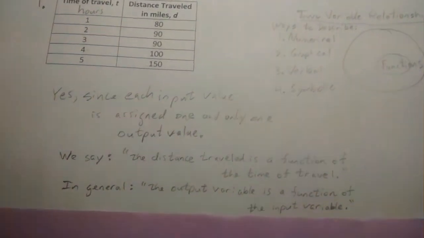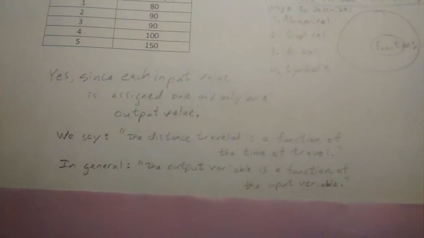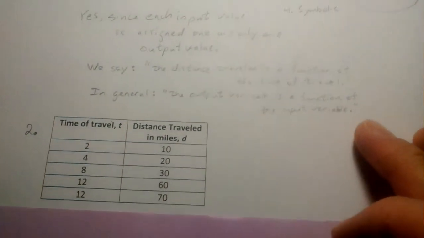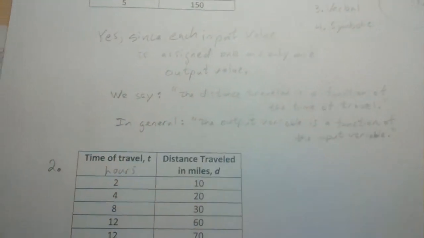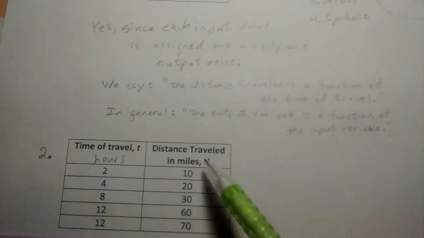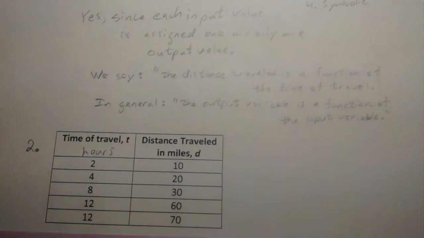All right, let's look at number 2. So be aware of that in your reading of this section. Let's look at number 2. Does this table represent a function? Same variables here, time of travel, we'll say in hours, and distance traveled in miles.